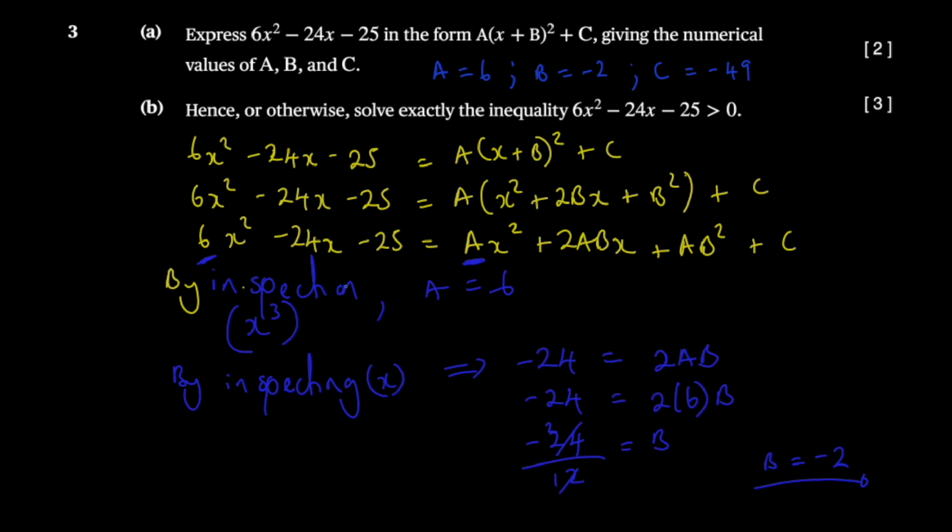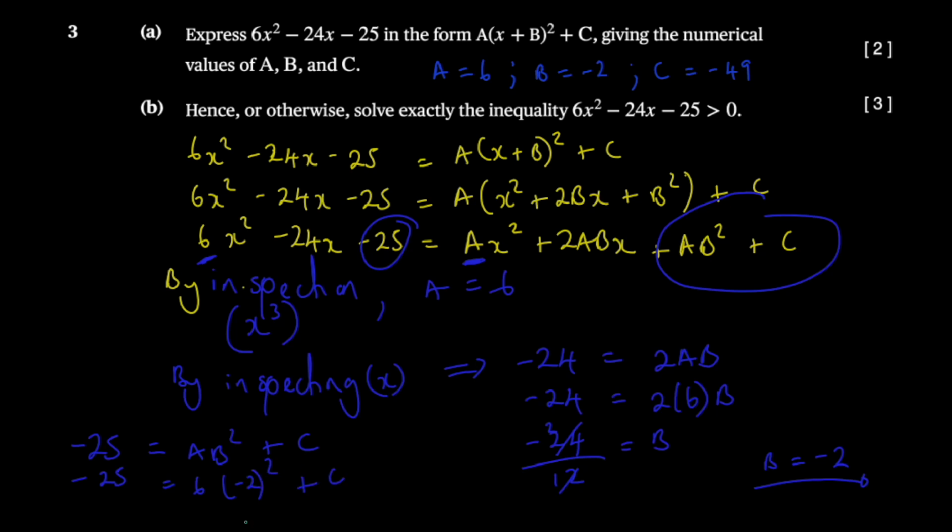You say by inspecting, then you say x to the power 0. So you're inspecting only the numbers, so it'd be negative 25 here. We're inspecting this, and we're comparing it to this. So it's equal to ab squared plus c, like this. Here you already have your values, so a is equal to 6, then b squared equal to negative 2 squared, then plus c. Then your c is equal to negative 25, and then here you get 24. So 24, you put this to the other side, it becomes negative 24. Then at the end of the day, you get c equal to negative 49, like this.